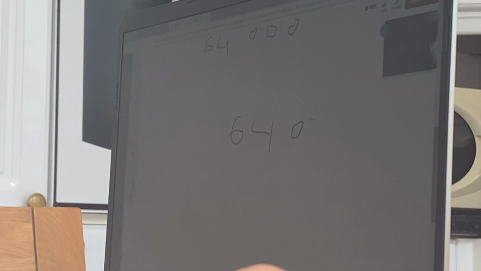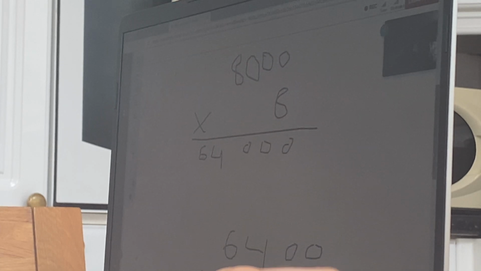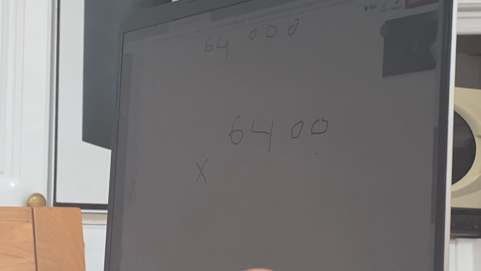This is the number of people who voted. Okay? So if you didn't vote, you couldn't vote for candidate X. So 60% of 64,000. Does that make sense why it's of 64,000? Yes.